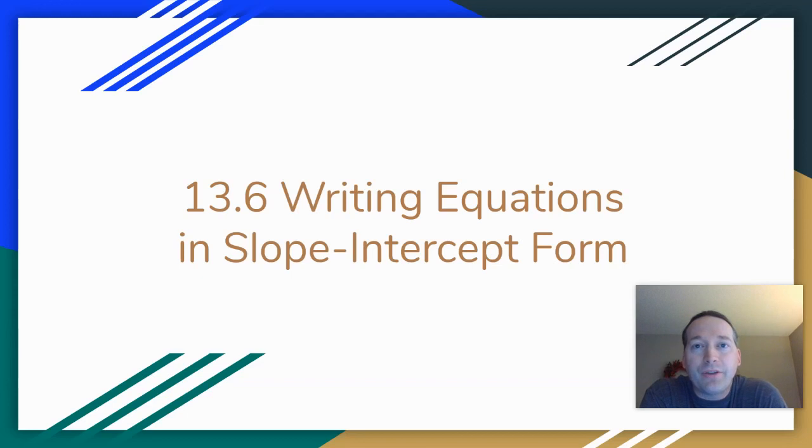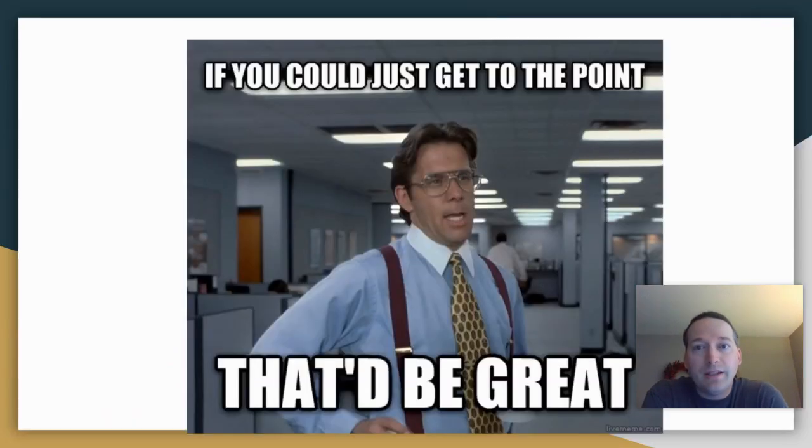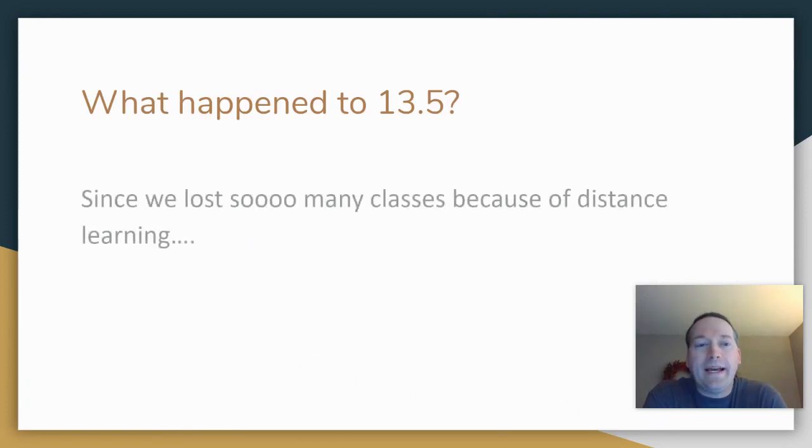So if you noticed, last time we did 13.4, today we're doing 13.6. Well, what happened to 13.5? Well, all right, I'll get to the point. We have lost a lot of classes due to distance learning. So it's actually cut it almost in half. Because in a normal week, you would get between 3 and 4 classes a week. Actually, you would go 4, 4, 4, 3. Now it's 2, 3, 2, 3. So you're missing a bunch of classes.